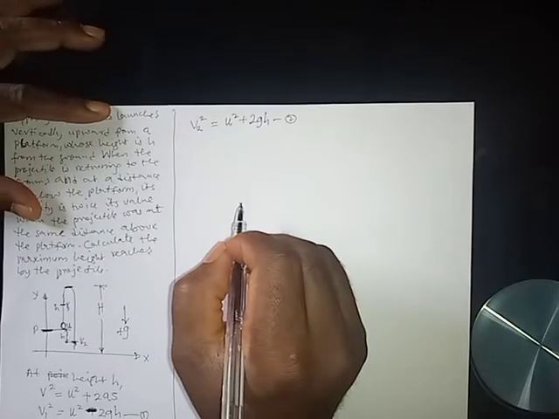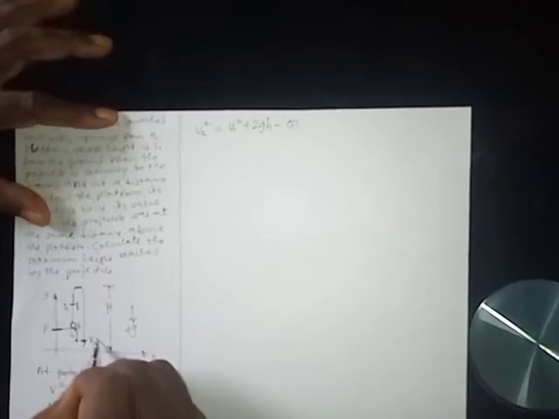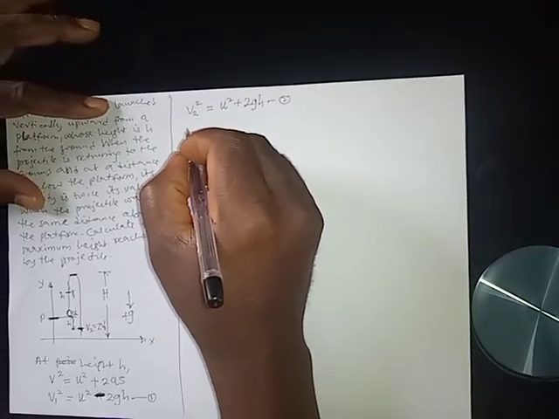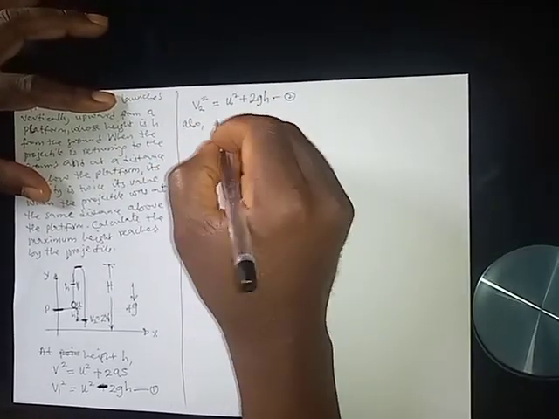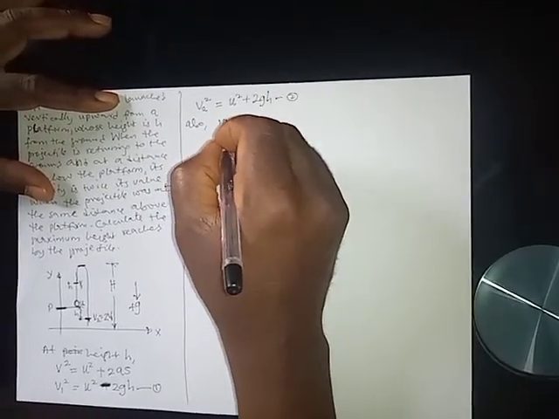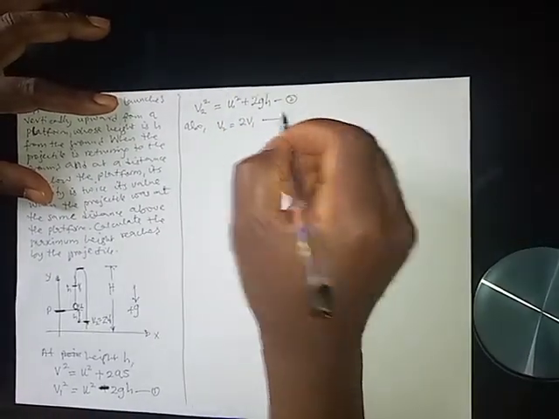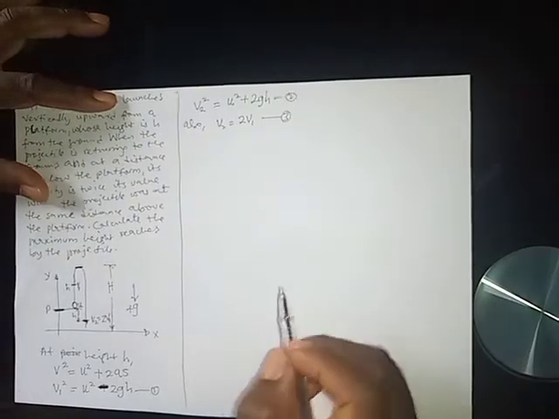And at the point where we have v2, we are told that this v2 is equal to twice v1. So we can also write that v2 equals 2v1. So that is another equation, equation 3.